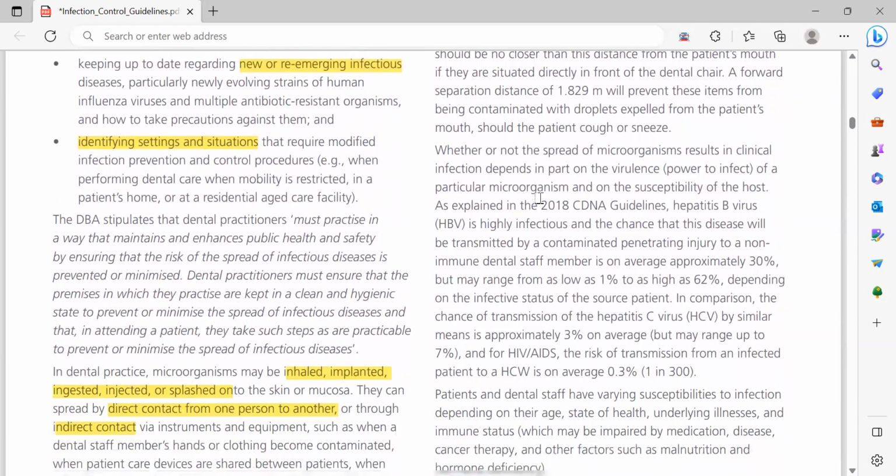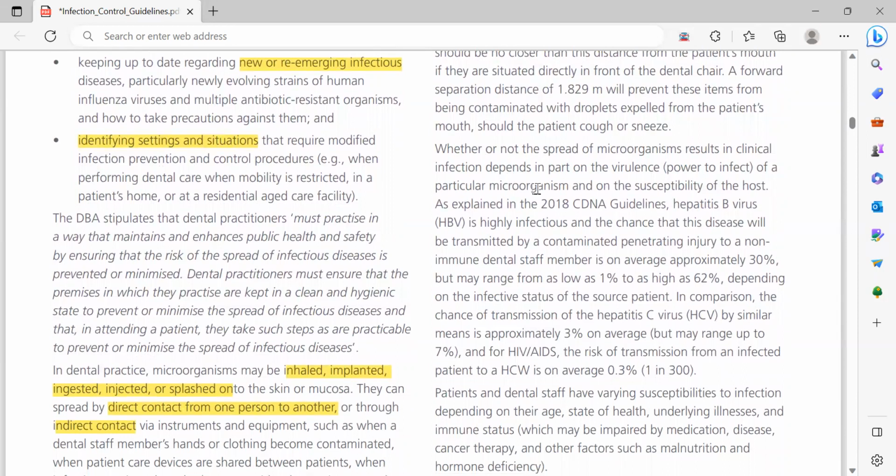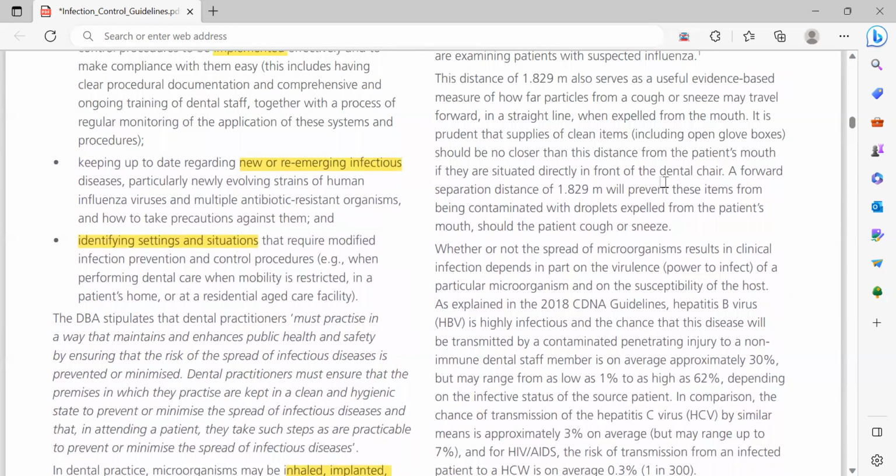Whether or not the spread of microorganisms results in clinical infection depends in part on virulence. It also depends on other factors like the droplets and the distance between individuals, but it also affects how effective the virulence of the particular virus or organism is. For example, COVID was a very severe infection, right? And it was spreading so fast that in only certain days we were getting so many cases. So it has very high virulence, that is, the power to infect other individuals.